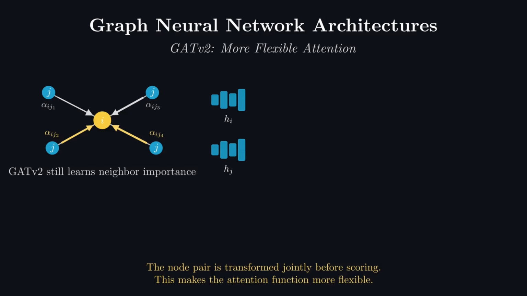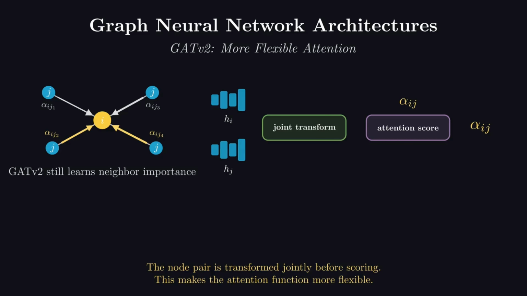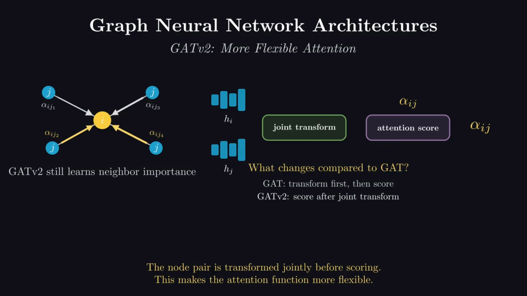In the middle, we take the representation of node i and the representation of neighbor j. These two representations are passed through a joint transform. This is the key idea of the architecture. GATv2 first considers the pair of nodes together and then computes the attention score. After the joint transform, the attention score block produces a raw score. This score is then converted into the attention coefficient alpha ij. The small comparison text says the same thing. In the original GAT, the features are transformed first and then scored. In GATv2, the score is computed after a joint transformation of the node pair.